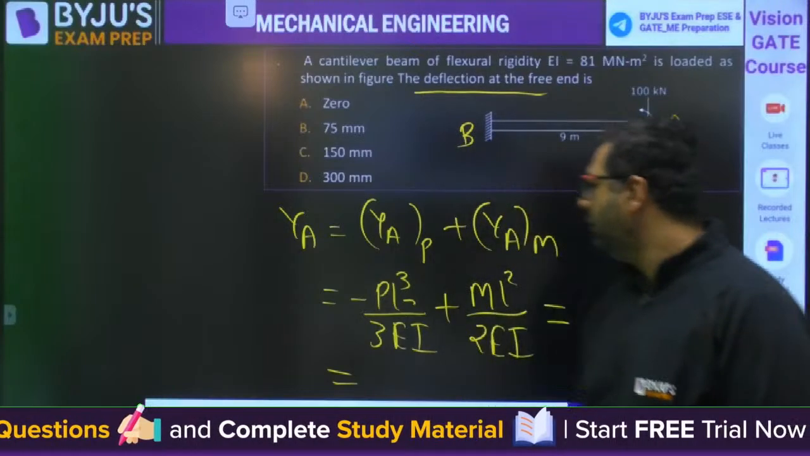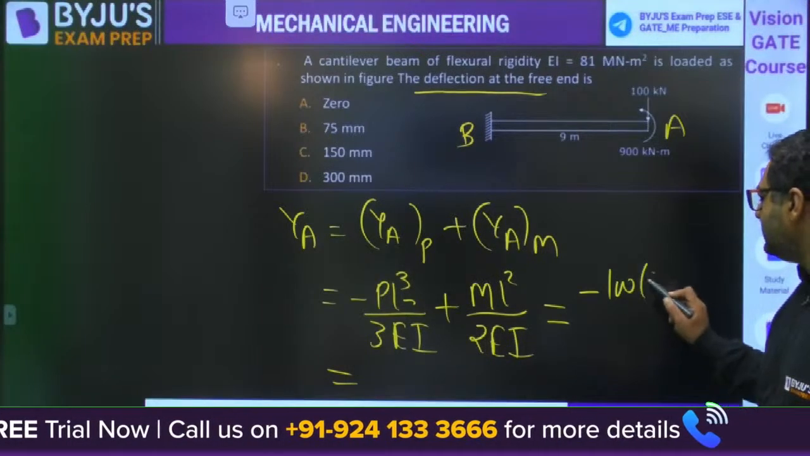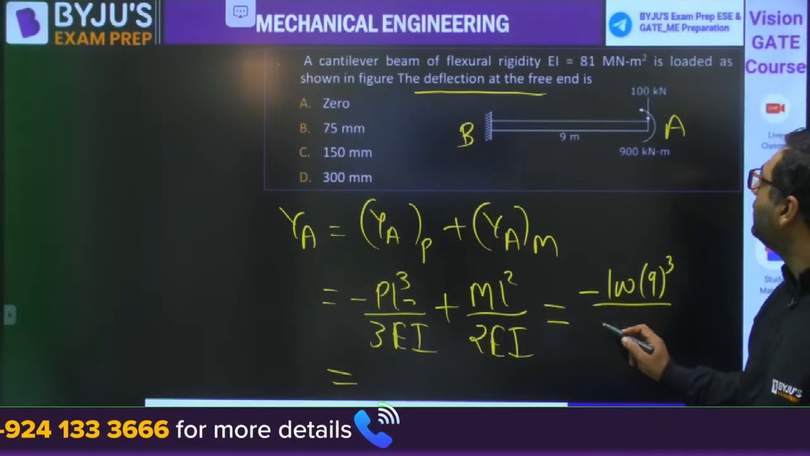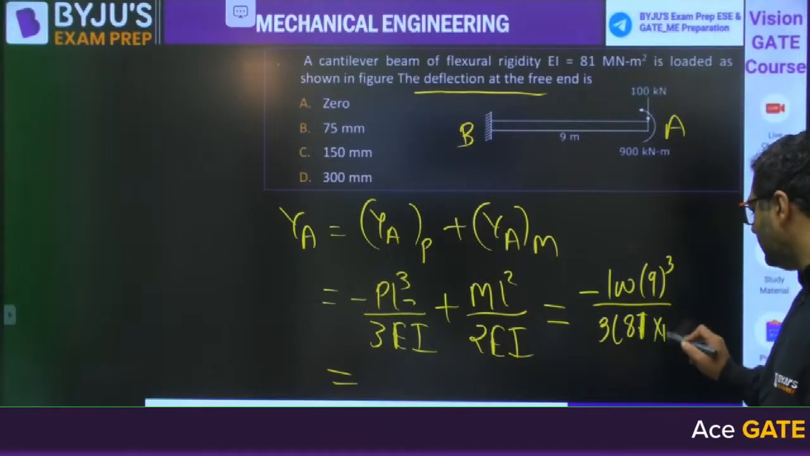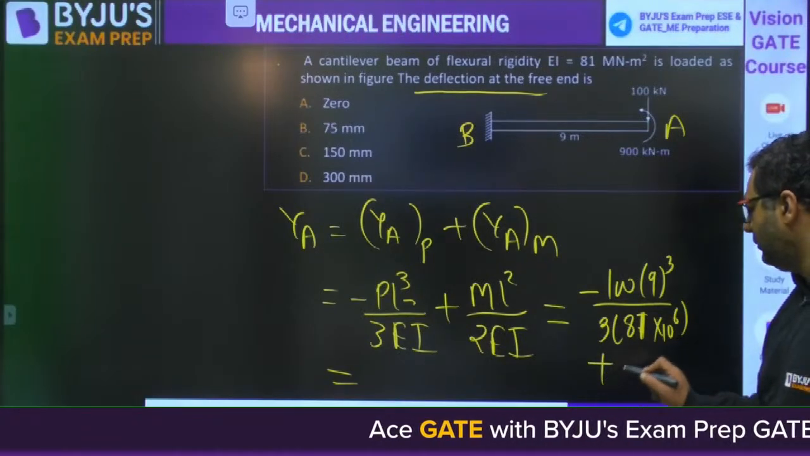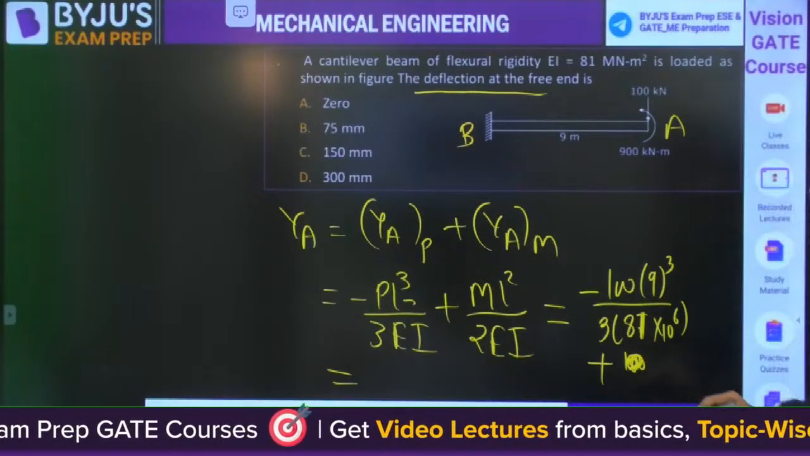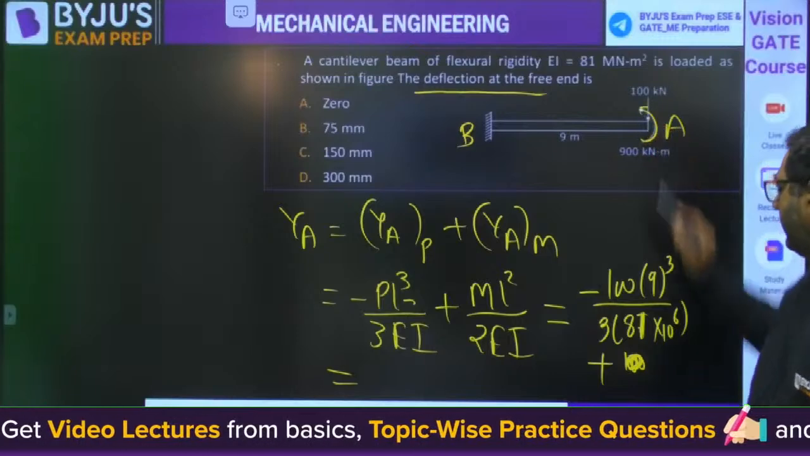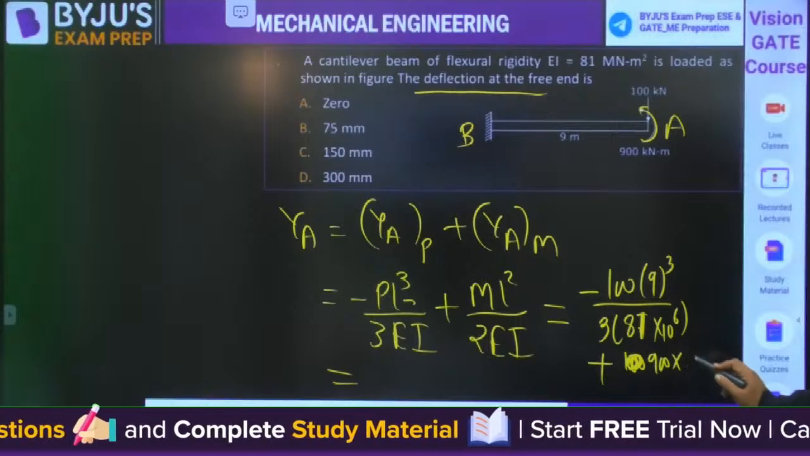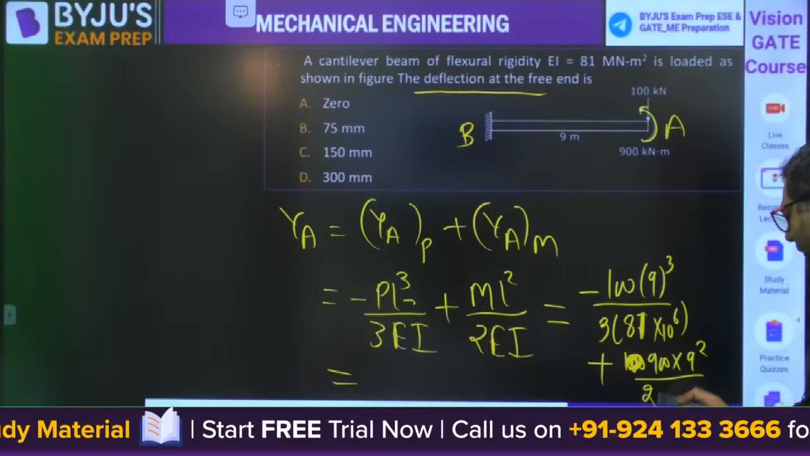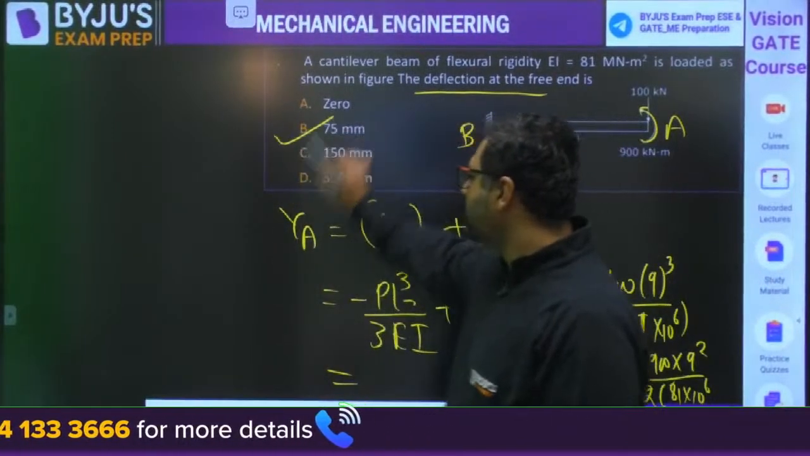Everybody is getting B. 75 mm minus 100. Length is 9 meter upon 3 EI, 81 mega, so 10 power 6. Then plus bending moment is 100. Bending moment is 0, sorry, this is 900 into L square. What is L square? 9 ka square upon 2 EI. So the answer will be coming out to be, I feel, 75 mm is correct.